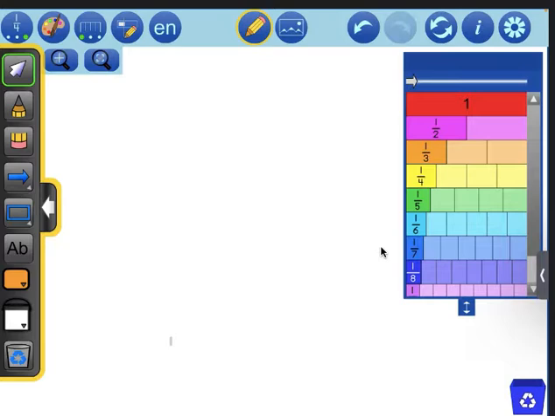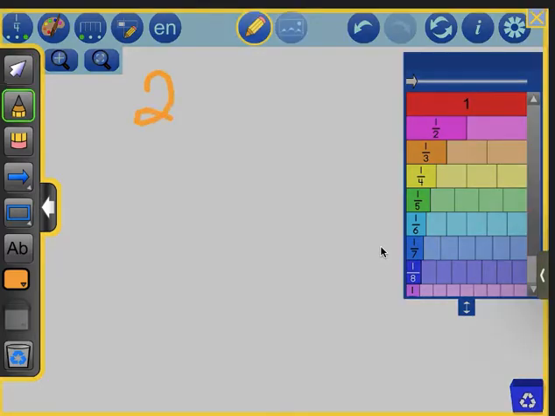We're going to try ones that are going to be divided by unit fractions.